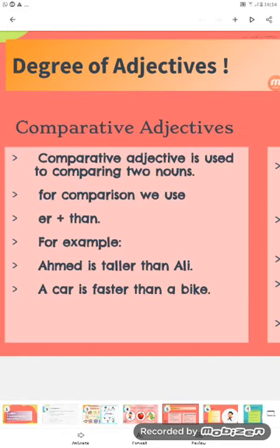Let's take another example. A car is faster than a bike. Again, you have noticed we have used than and er at the end of the adjective, because without the help of than we cannot compare two things, okay, and two nouns. So try to understand it. Ahmed is taller than Ali. Here we are comparing Ahmed and Ali, the height of Ahmed and Ali.